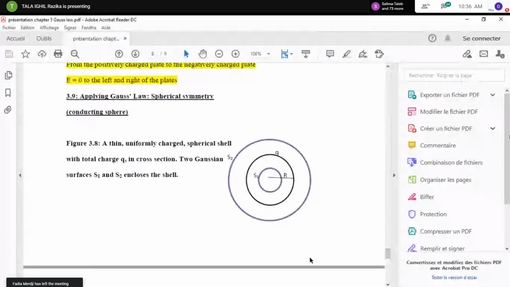So here, if we have a spherical symmetry, let us see the first case, a conducting sphere. What we said is, if we have a conductor, there is no charge inside. So if we have a thin uniformly charged spherical shell with total charge Q in cross section, we can define two Gaussian surfaces, inside the sphere and outside the sphere.